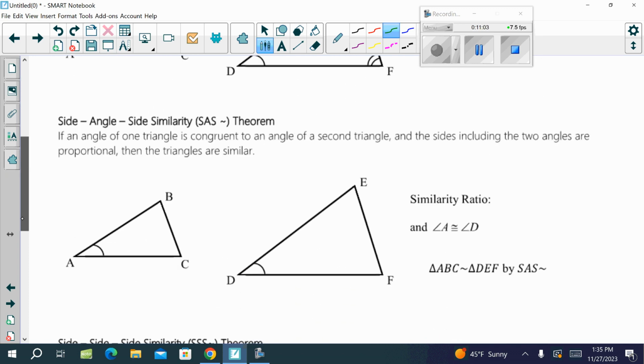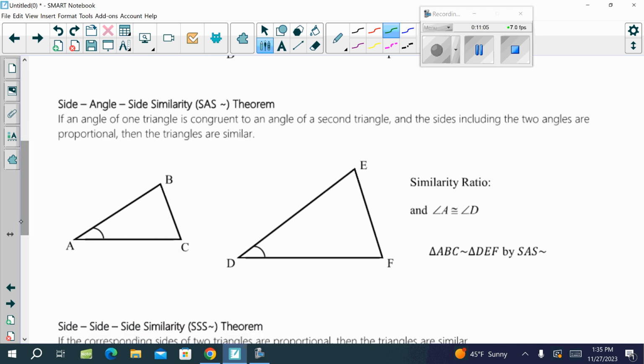Okay, the next shortcut, side angle side similarity. A lot of people call that SAS. All right. So if an angle of one triangle is congruent to an angle of a second triangle, and the sides that include those angles are proportional, then the triangles are similar. So right now I've got A and D congruent. Okay, so I need the 2 sides that connect those 2 angles to be proportional. So what is one side around angle A? Would be one side of this triangle.